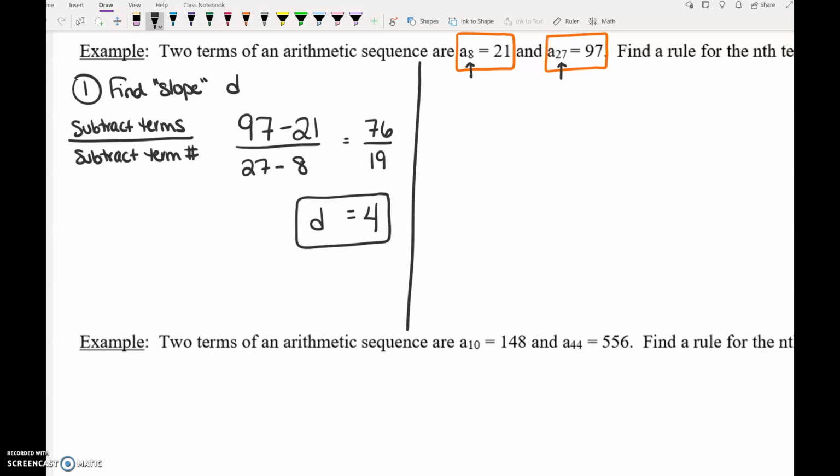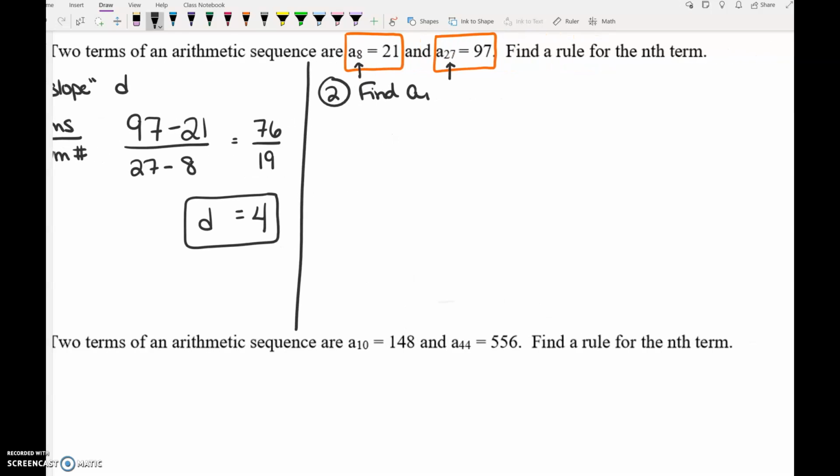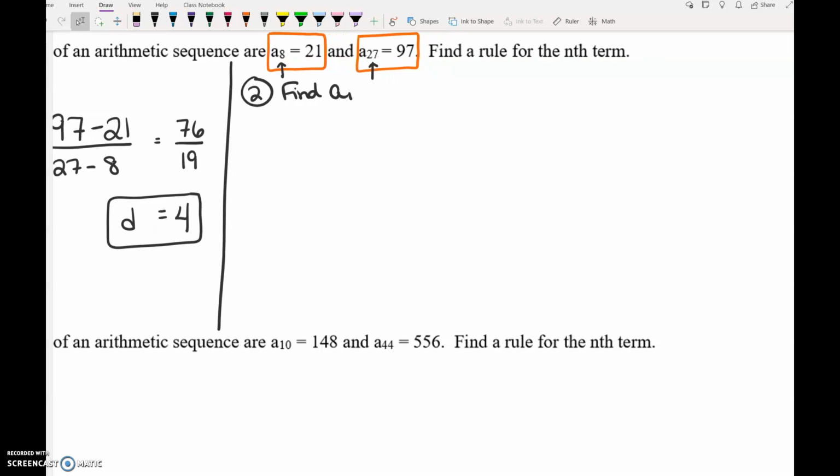Now, we are in the same place that we were in the previous example. We have the common difference, we have a term, we still don't have our first term. So our second step is going to be to find our first term. Would you like to choose the smaller term or the larger term to help us do this? Smaller. So I'm going to choose this one right here. 21 equals, I don't know what my first term is. Because I'm using 21, 21 is my 8th term.